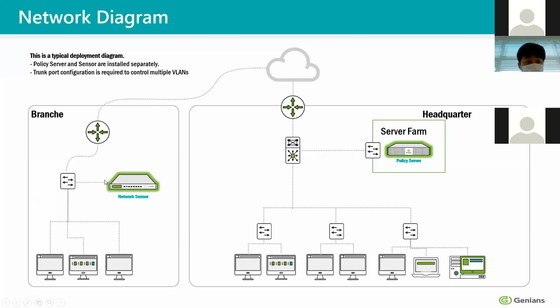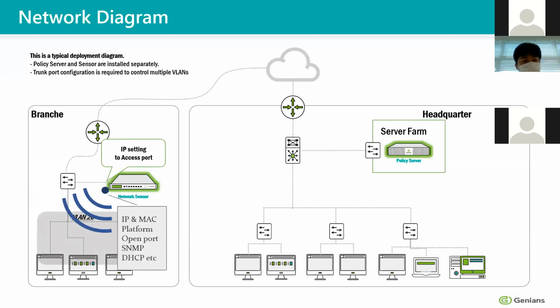especially on your switching devices, layer 2 or even layer 3 switches. If it is a single network, it will simply connect this network sensor to your existing switch devices. It analyzes all the layer 2 based packets, DHCP or broadcast packets, and it identifies the type of devices and controls the devices based on the information it collected, including IP, MAC, platform, open port, SNMP, etc.